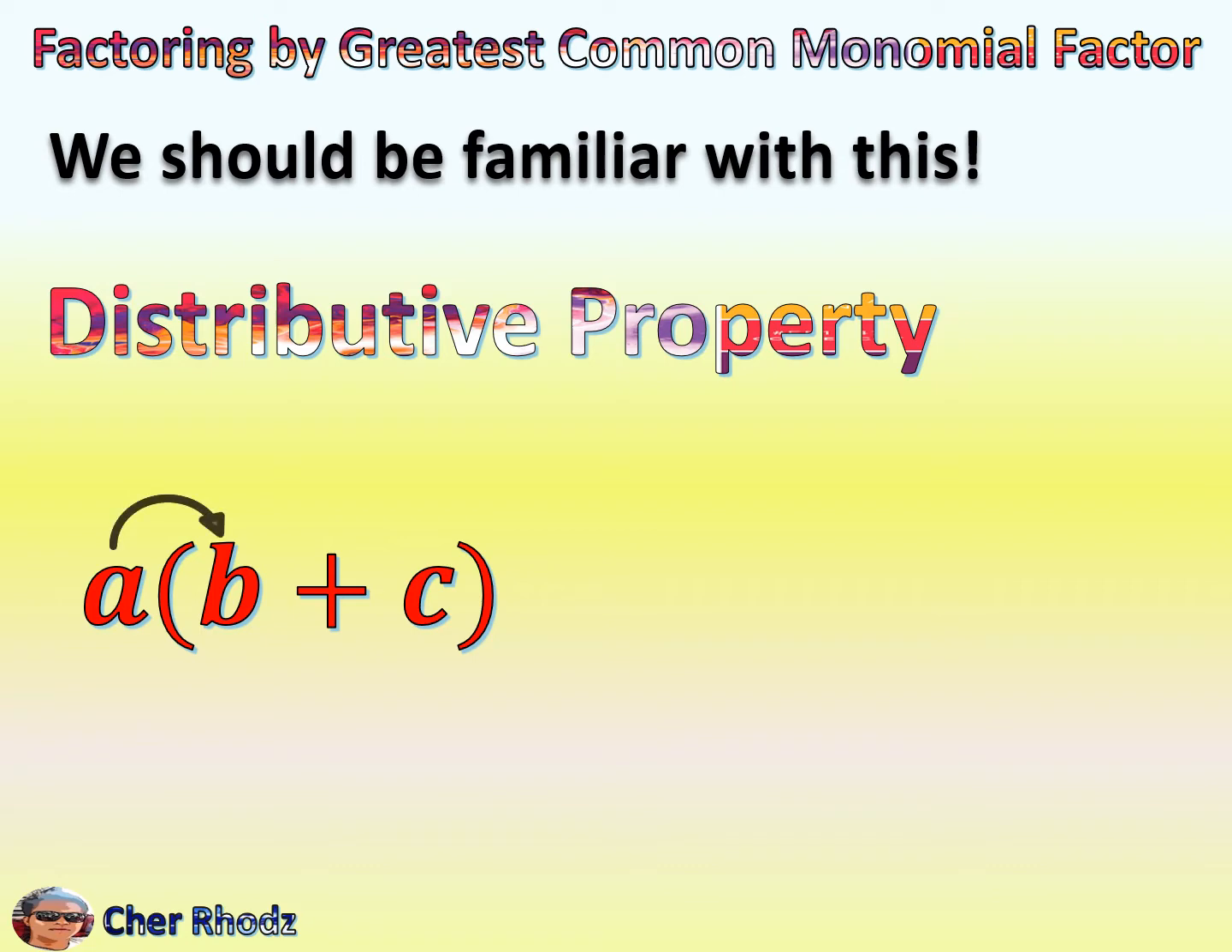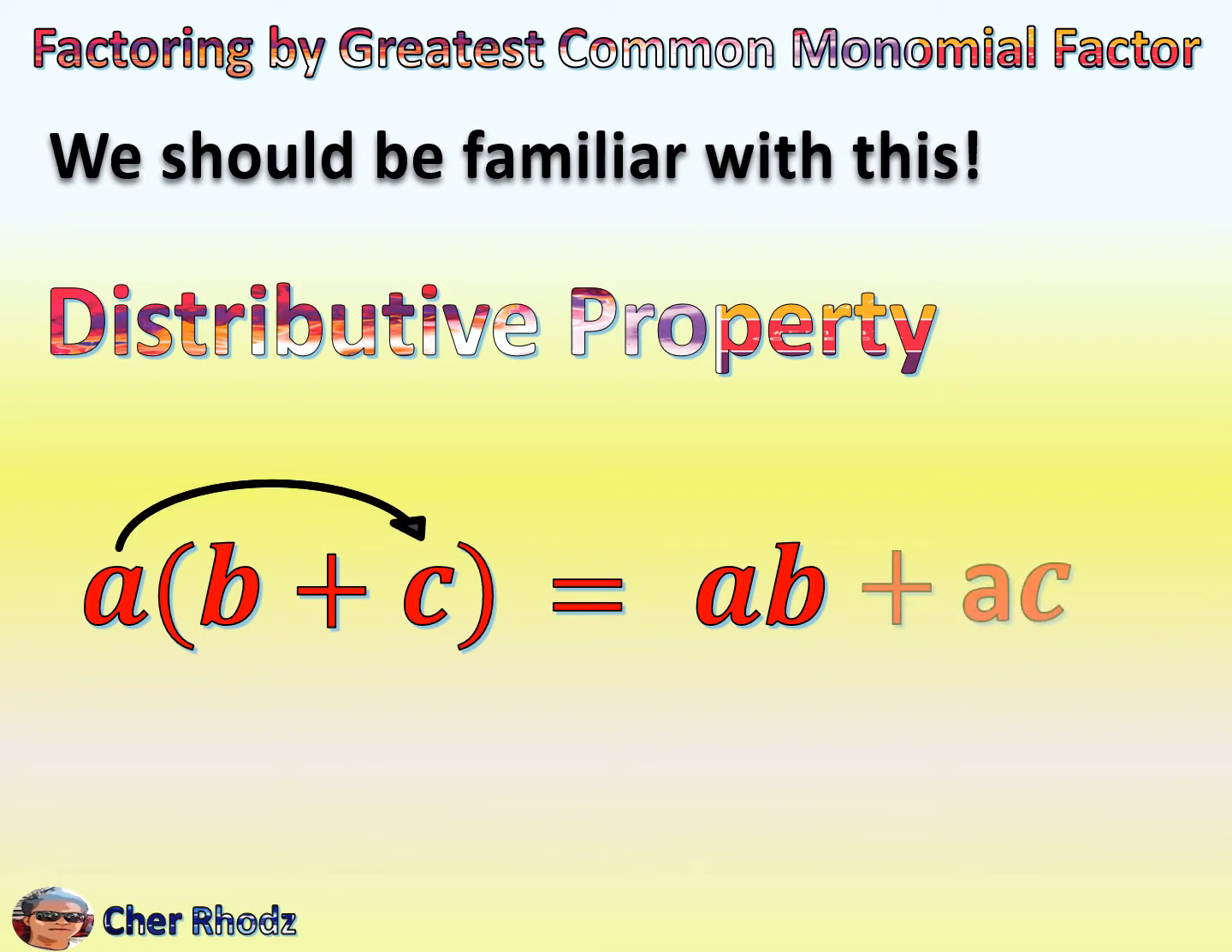Distribute A to the first addend, which is B. A times B, the result is AB. Again, let's distribute A to the second addend, which is C. A times C, the result is AC. This is what we call the distributive property. A times the quantity B plus C is equal to AB plus AC.